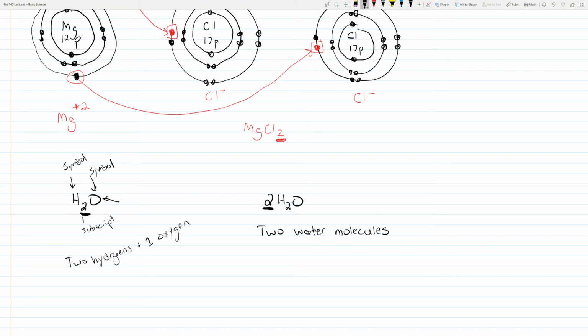Okay. That means I have 2 times 2 hydrogens, so that's 4 hydrogens, and 2 times 1 oxygen. That means I have 2 oxygens.